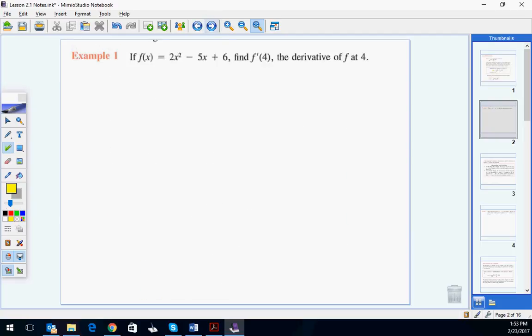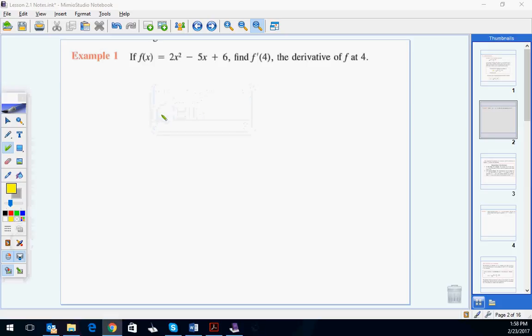Hopefully we know that. Okay, so example 1. 2x squared minus 5x plus 6. We want to find f derivative of 4. So you can pick either way you want. I'm going to give you some time to try this. You should know how to do this. You should know how to do this for tomorrow. Okay, I'll pause the video.